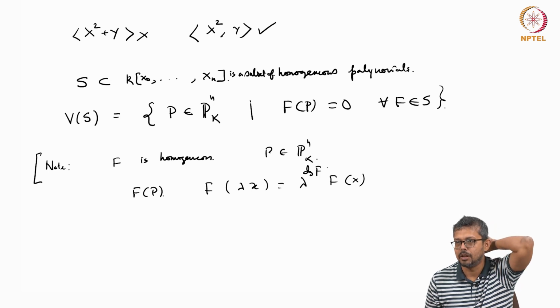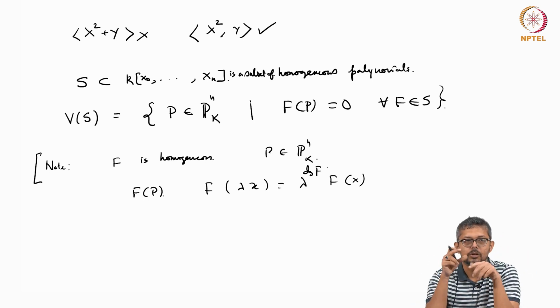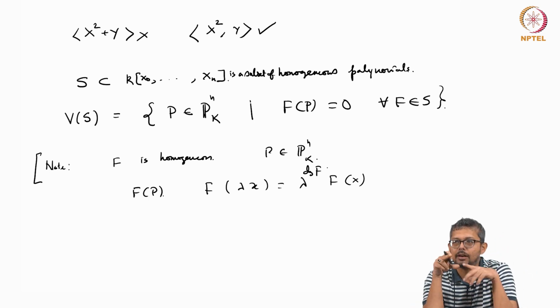We will see that to define a function we have to take a ratio. So a polynomial like f is not a good function. You have to take f by g, where f and g are both homogeneous polynomials of the same degree.